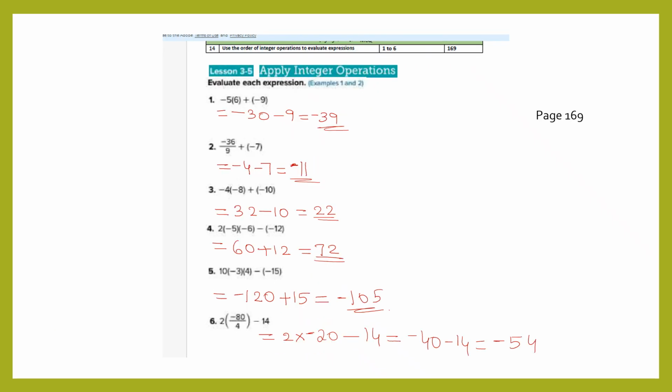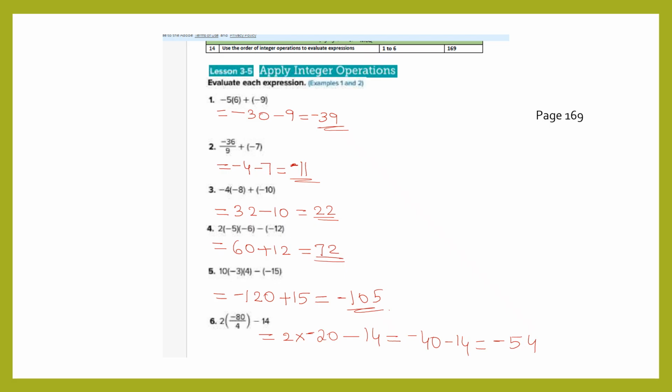This is integer operations. Integer operations means there will be two or more operations. So here this is multiplication and addition. When you multiply this, you get minus 30, then add negative 9 or subtract 9. Both are the same. Minus 39.